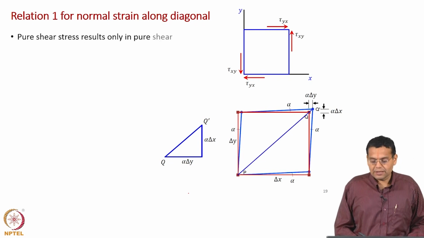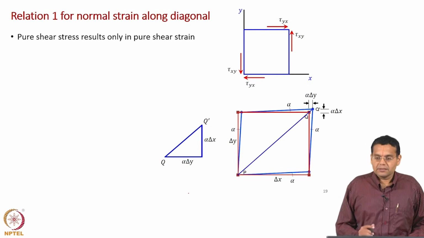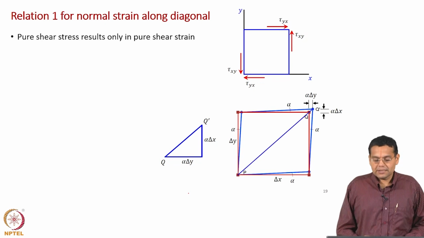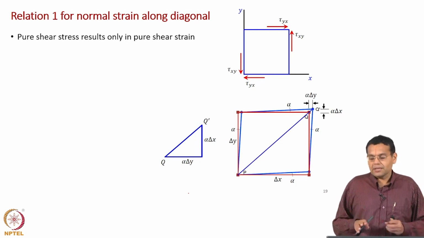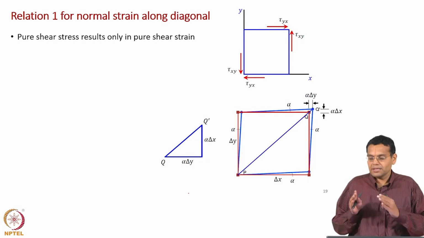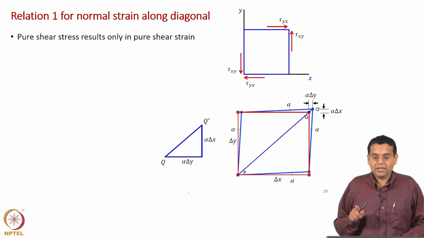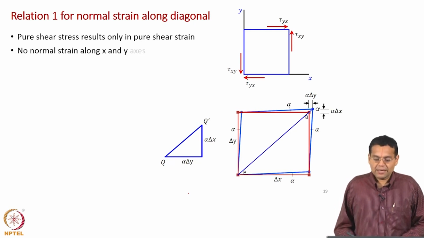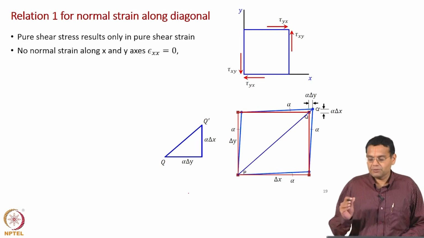Now, as I told you, we consider a two dimensional element subject to pure shear stress, and pure shear stress results only in pure shear strain. That is the first statement. When I say pure shear stress, there are no normal stresses acting, only shear stress is acting, and it results only in pure shear strain. So, there is no normal strain along the x and y axis. We are considering only the two dimensional case.